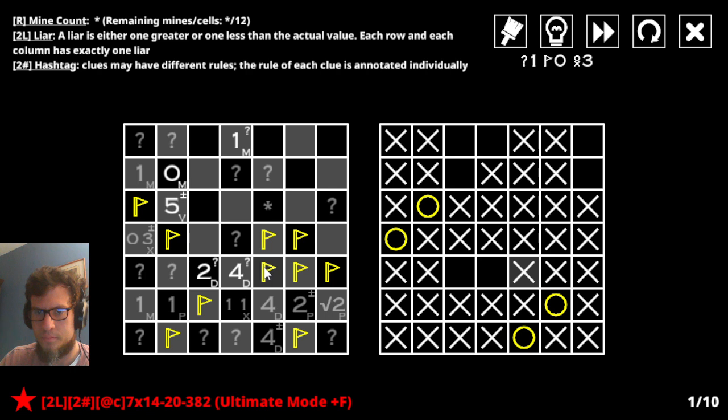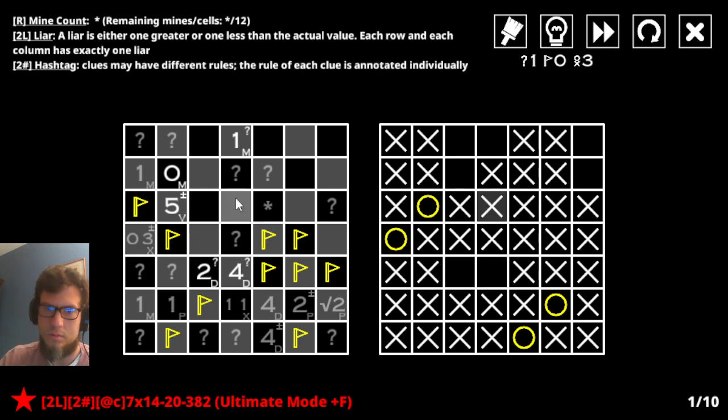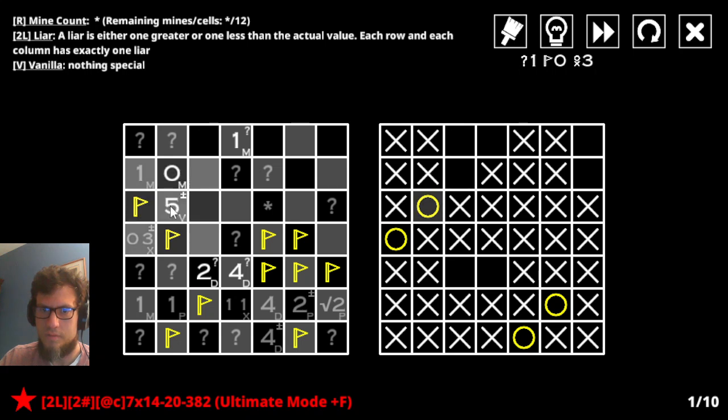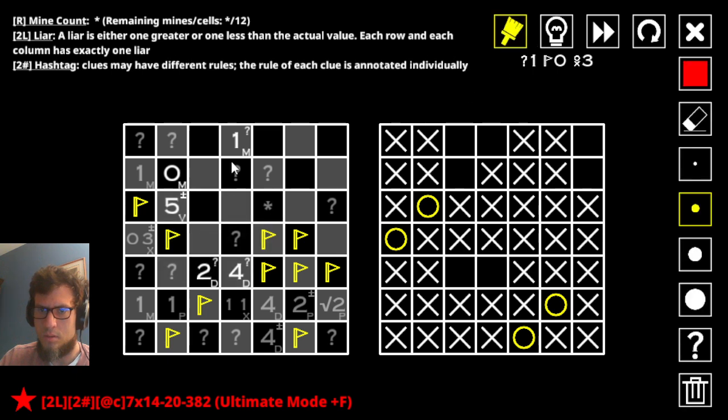Okay. There's one more thing. So this 0 needs 2 mines out of those 3. This 5 needs 2 mines out of those 3. This needs either 1 or 2 mines in this region, depending on which of these 2 is lying. Now, this guy right here. Okay.